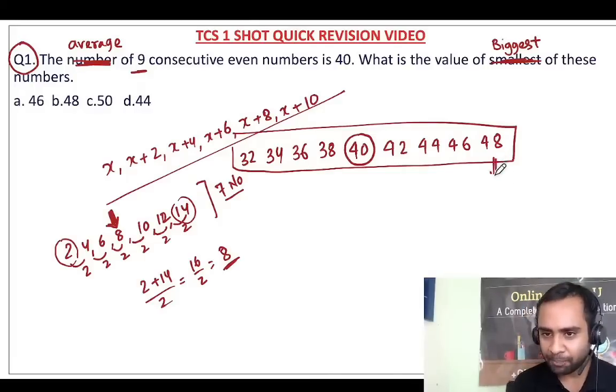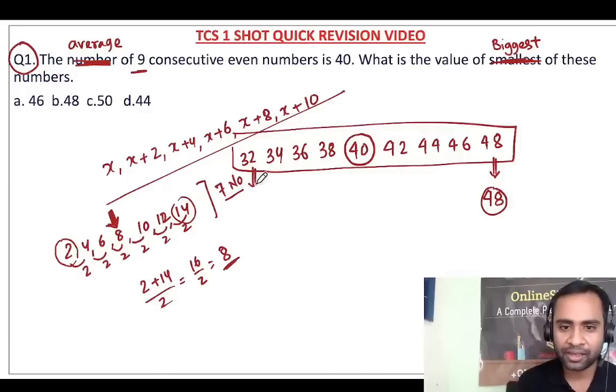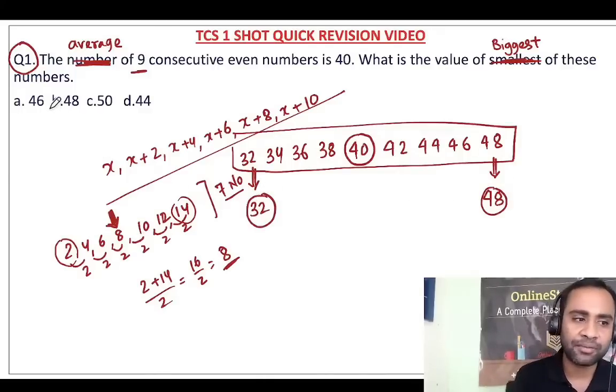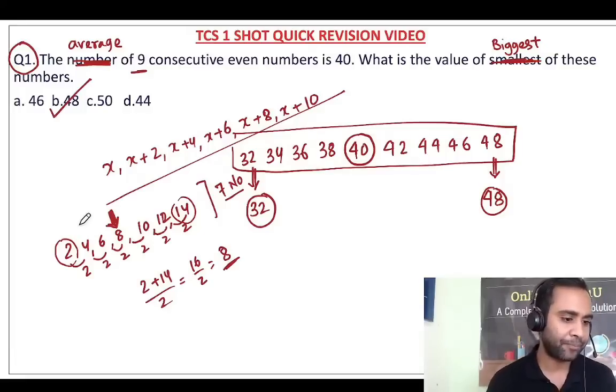Now if you're asking the biggest number, sir, the biggest number is 48. Now if you're asking the smallest number, the smallest number will be 32. So my answer will become 48. Right? Clear? Very good, Yuvraj Singh.